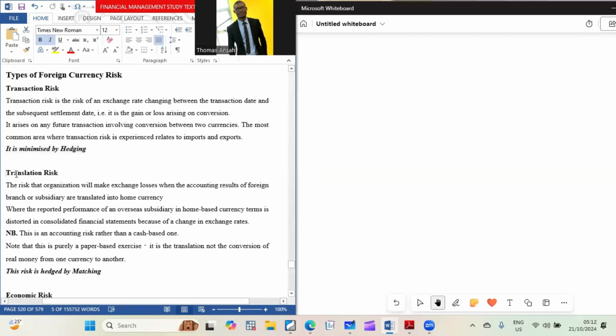Then we have translation risk, and I think this is easy now because by far you have done something we call consolidation. And in doing that, you need to translate your overseas subsidiaries' currency into your home currency. And each time you are doing that, you realize that there will be some kind of translation. Sometimes you get a translation reserve that is good. Other times too, you may lose on your asset. So that is that. It is an accounting risk. It is not a cash flow risk because you are translating the figures, and the figures are just figures on paper.